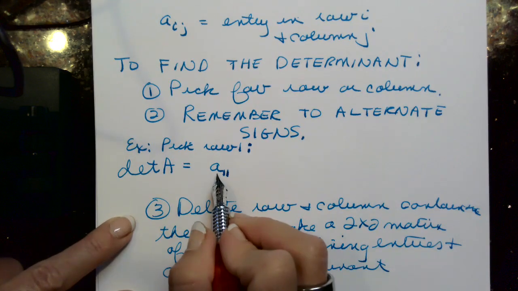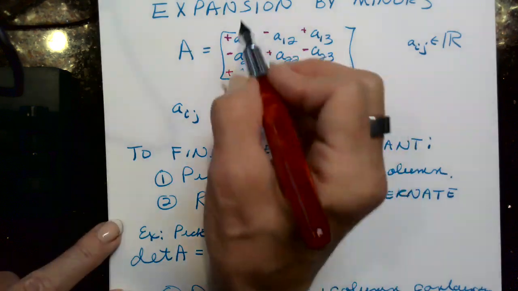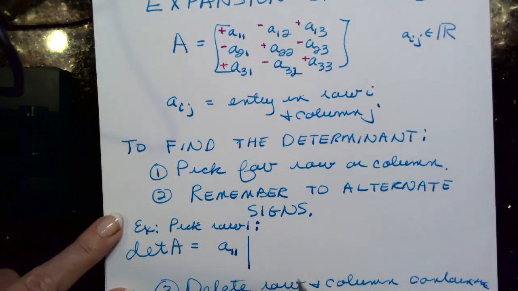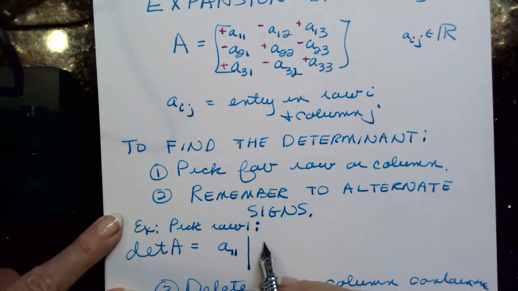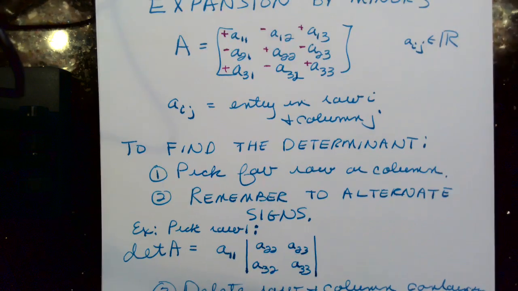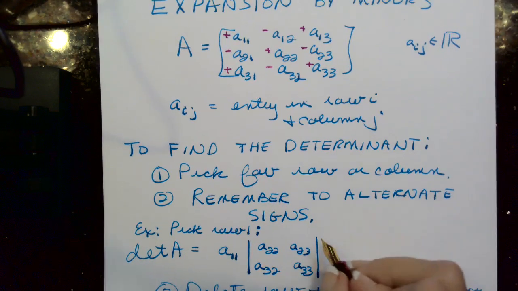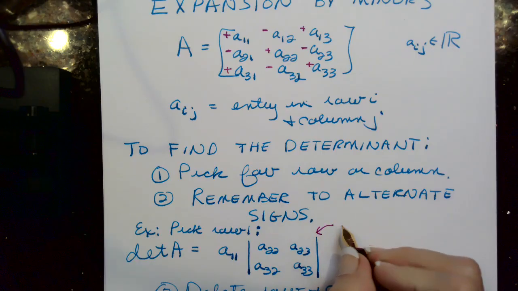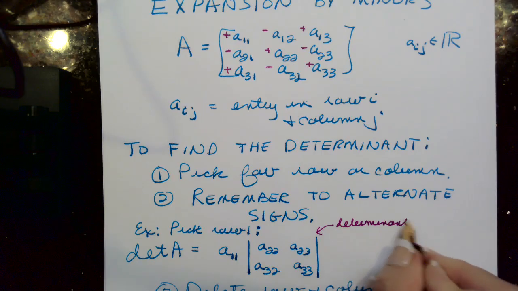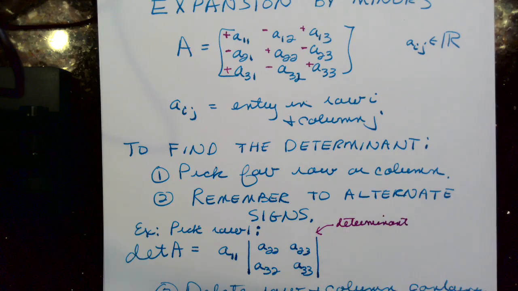So in other words, I've picked A11. Now I go up here and I imagine in my mind deleting the row and the column containing A11. So what will that leave me? That will leave me A22, A23, A32, A33. And I take the determinant of that. And remember, for us, straight lines means take the determinant. Okay? So that's the first entry.